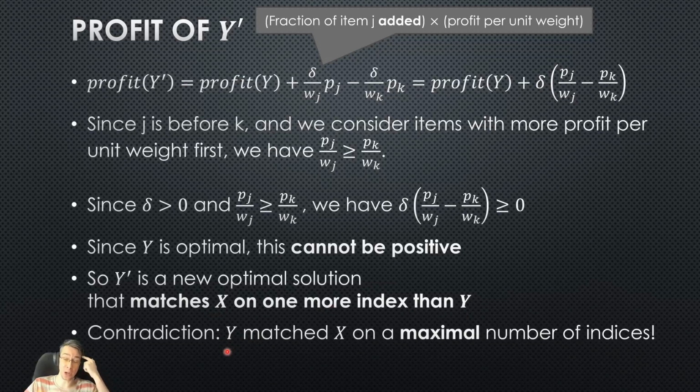y matched x on a maximal number of indices. There were no optimal solutions that matched x on more indices than y, but now we have an optimal solution that matches x on more indices than y. Okay, that's a contradiction. So the only assumption that we've made, that x is not equal to y, must be false. This proves that x is in fact optimal.